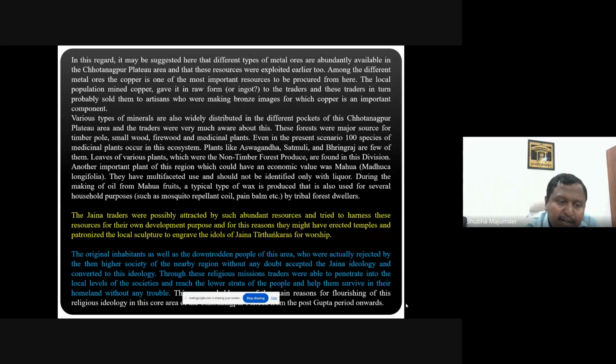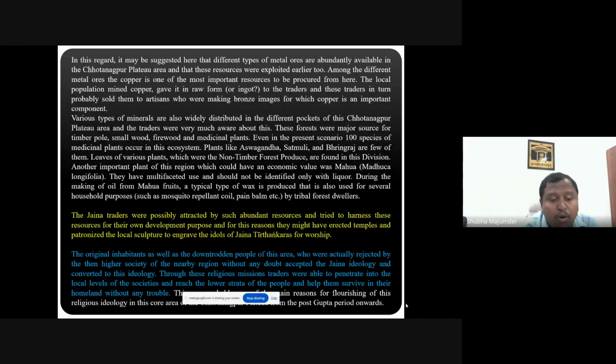As a result, the Jain traders were possibly attracted by such abundant resources and tried to harness them for their own development purpose. For this reason, they might have erected temples and patronized the local sculptors to engrave the idols of the Jaina Tirthankaras for worship.